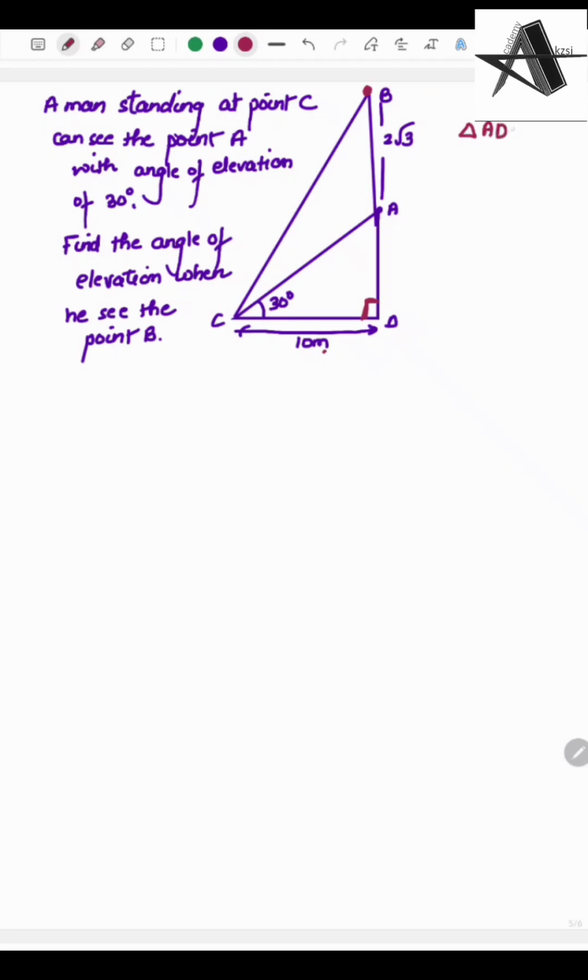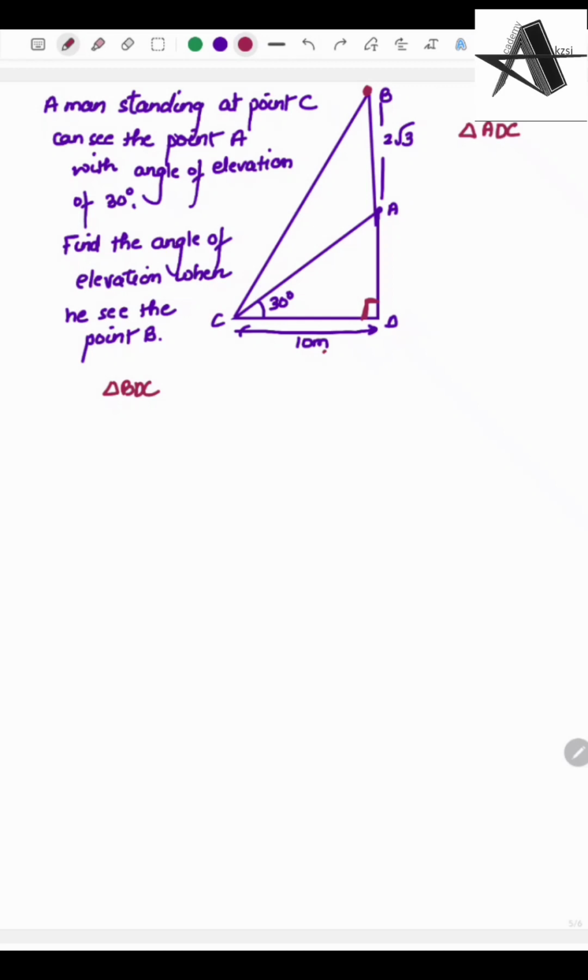Triangle ADC, the smaller one, and triangle BDC, this bigger triangle. So let me see how we can apply this in the smaller triangle. I'll definitely start with the smaller triangle because I know the maximum thing from there. Whatever has the maximum known information, we start from there. Here we know CD, we know one angle, so obviously I'll start with the smaller triangle.